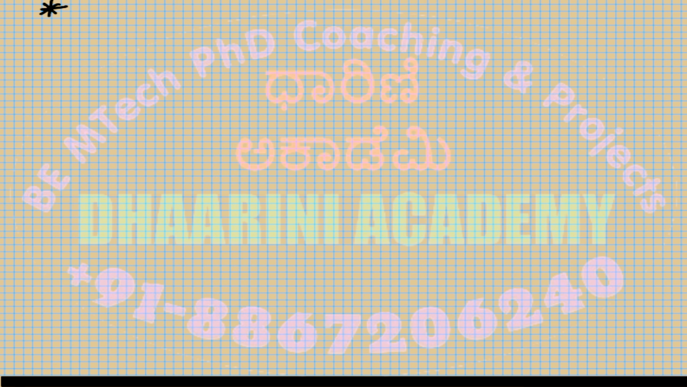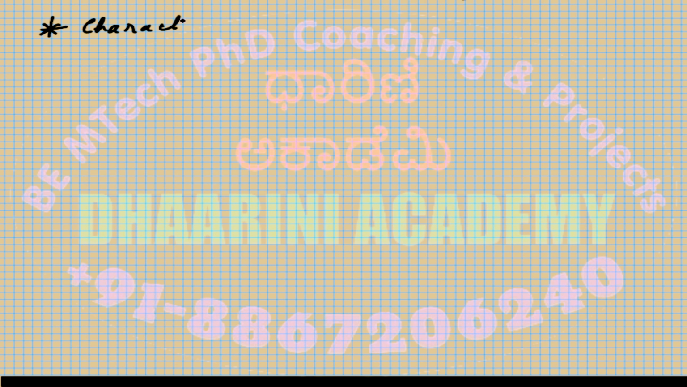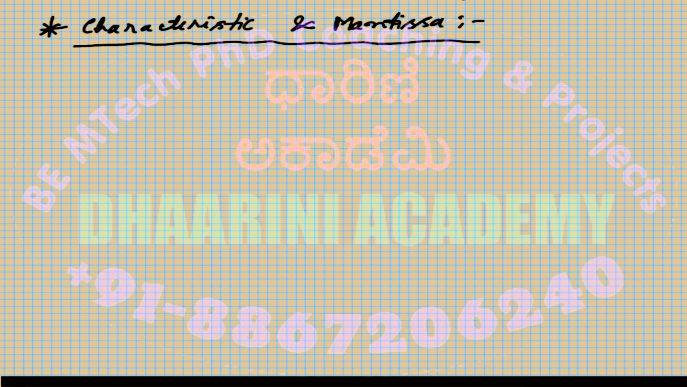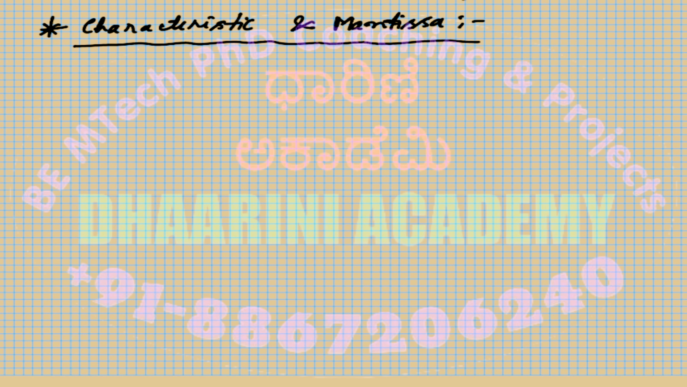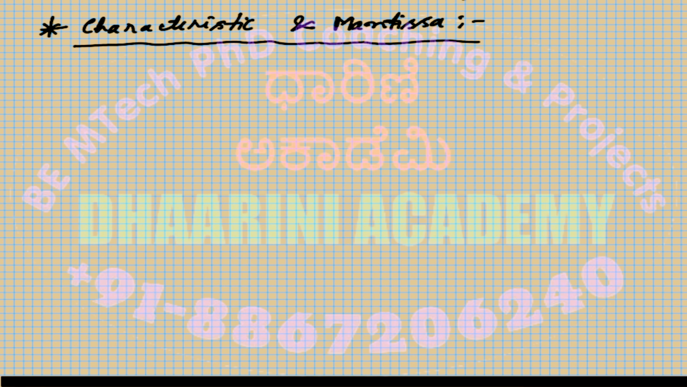All right. The next topic, which we have to discuss now, is called the characteristic and Mantissa. Right. So the very important parts of a logarithm are called the characteristic and a fractional part, right? That is the decimal part, which is called the Mantissa, right?